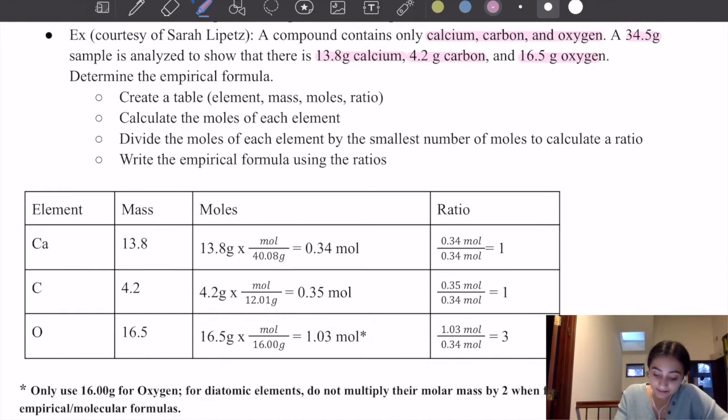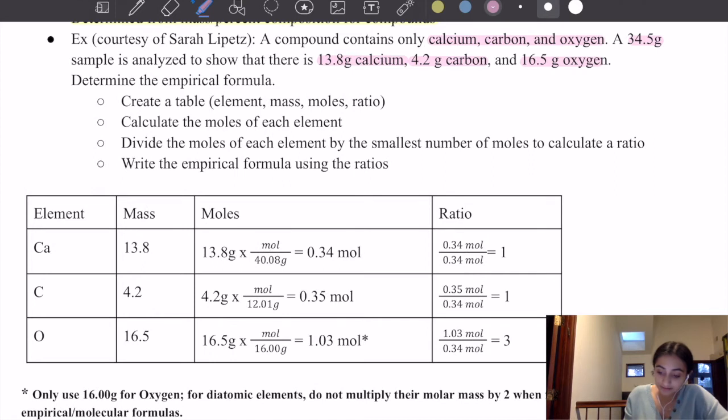I personally like to do this with a table where I have elements, mass, moles, and the ratio. So first I put each of the elements in the first column. I have calcium, carbon, and oxygen, and then I write the mass of each of them. And then I determine the moles by dividing the mass by the molar mass. After I have the moles of each of the elements, I divide the moles of each of the elements by the smallest number of moles. So in this case, the smallest number of moles was calcium.